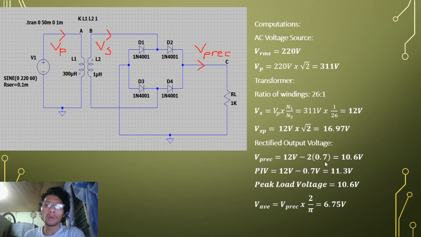For the peak load voltage, it is equal to 10.6 volts, which is the VP rec or the VP rectified voltage. To find the average voltage, the formula will be VP rec times 2 over pi, where VP rec is equal to 10.6 volts times 2 over pi, and the result is 6.75 volts.